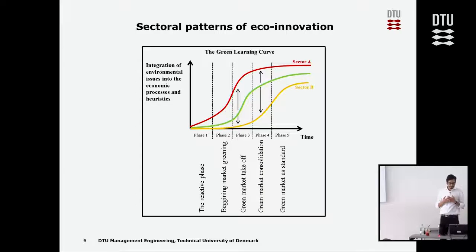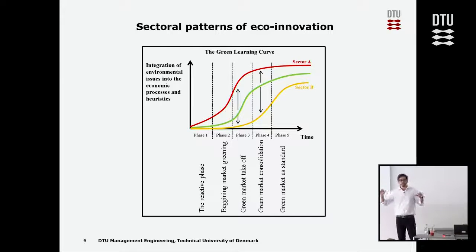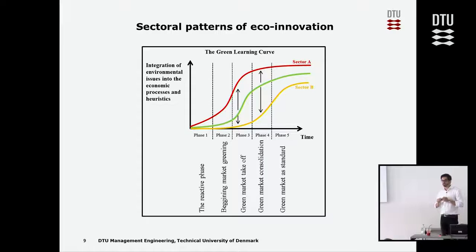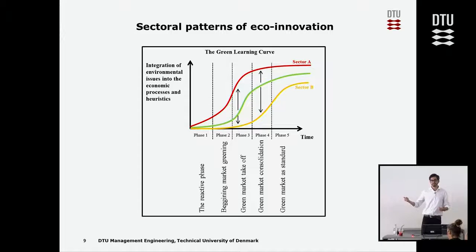But if we decompose the overall greening of the economy in different sectors, we see that these phases occur in different timing for different sectors. Because the development of green markets is somehow also dependent on these sectoral specific characteristics that I discussed before. So in some of these sectors, it may well be that the firms start earlier to integrate these environmental issues. And in other sectors, they start later than the average of the economy.